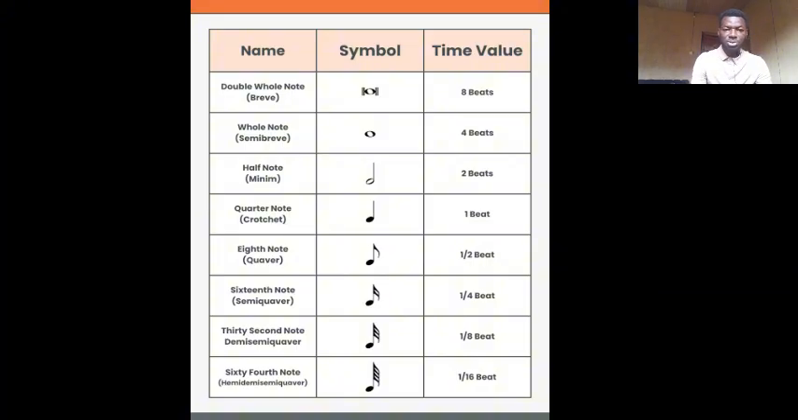Okay, and we also remember the beat of each of these musical notes. Remember that the semibreve is 4 beats, the minim is 2 beats, the crotchet has 1 beat, the quaver has half a beat, and then the semiquaver has a quarter beat. That's 1/4. All right.